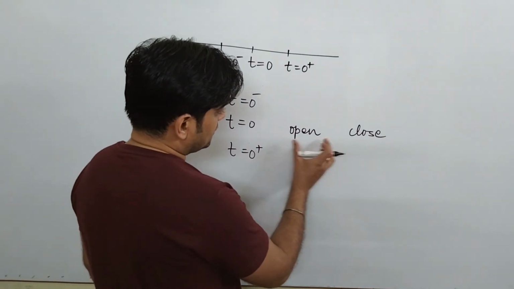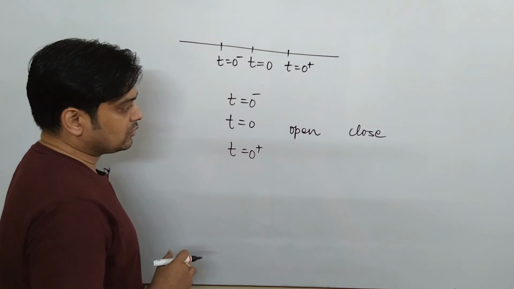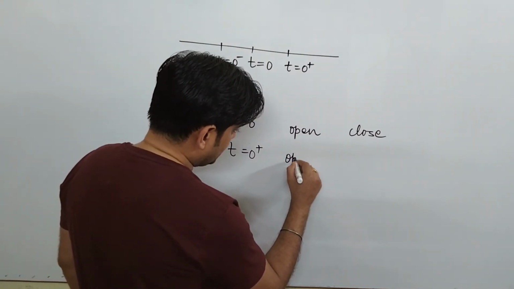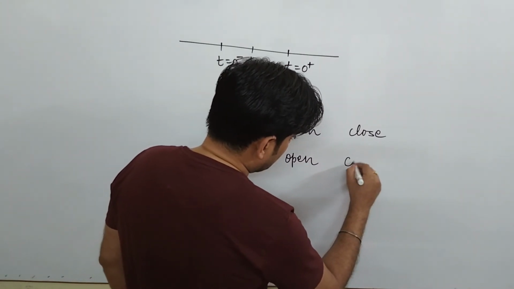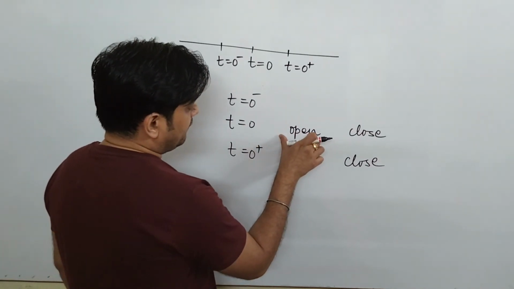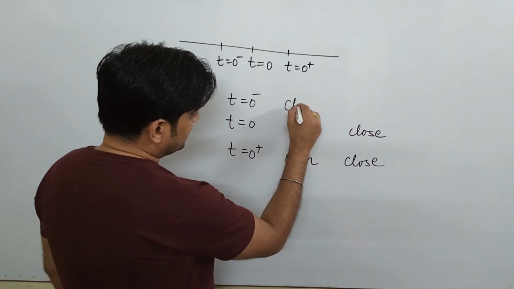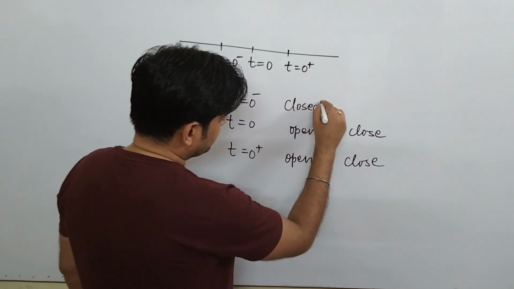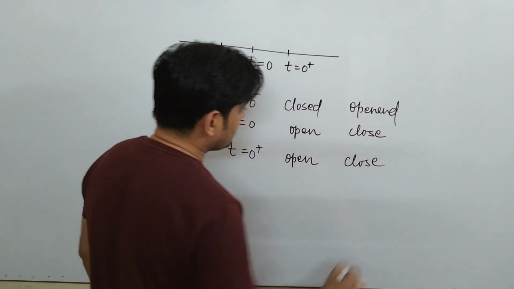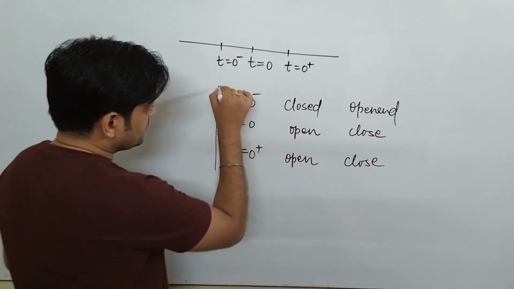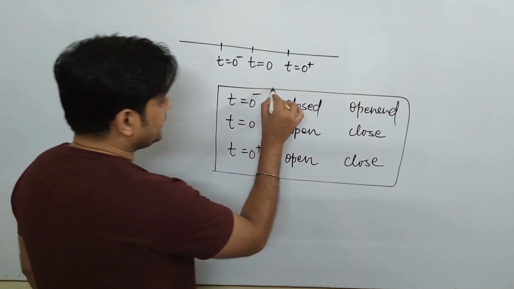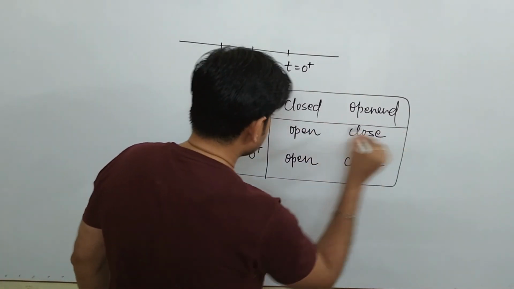Either at t equal to 0 the switch is open, or at t equal to 0 the switch is closed. So if it is open, definitely at t equal to 0 plus also it is open. If it is closed, then definitely at t equal to 0 plus it is closed. If at t equal to 0 it is open, that means at t equal to 0 negative it is closed. If it is closed, that means it remains opened. So these are the very important conditions of a network while solving initial condition problems.